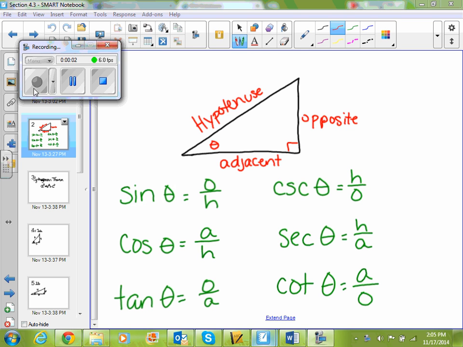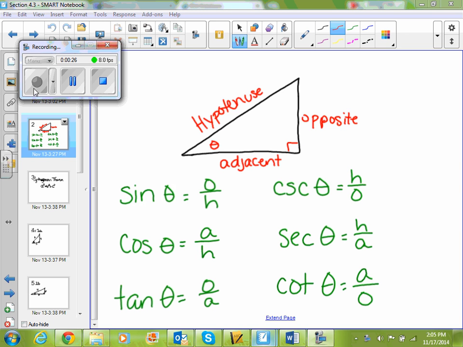Alright, so today we're going to go over section 4.3, which is right triangle trig. If we look at this specific right triangle and our angle theta, we can figure out our 6 trig functions based on that. The sine of that angle is going to be our opposite side over our hypotenuse, and your hypotenuse is always your diagonal.